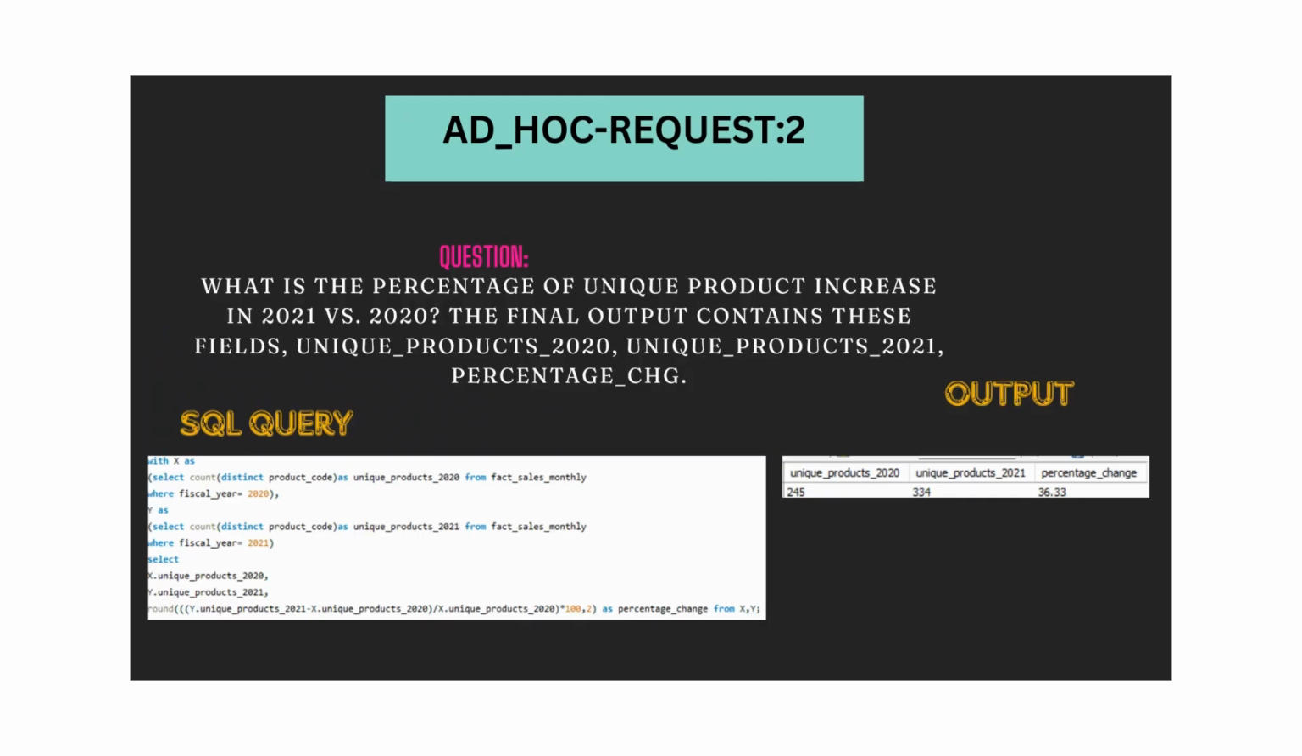It is: what is the percentage of unique product increase in 2021 versus 2020? The final output contains these fields: unique_products_2020, unique_products_2021, and percentage_chg. Let me explain, the financial year starts in September and ends in August. I have run this query and used a CTE here, and we got the output. The unique products in 2020 are 245, unique products in 2021 are 334, and the percentage change is 36.33.